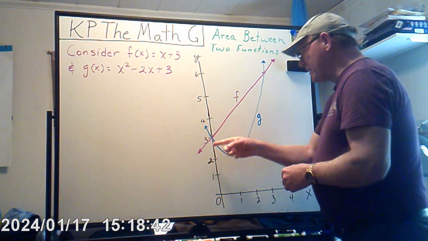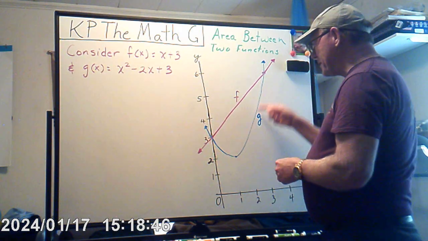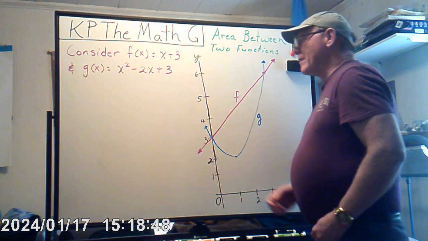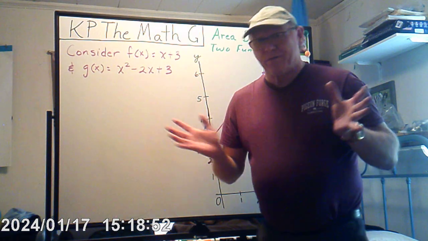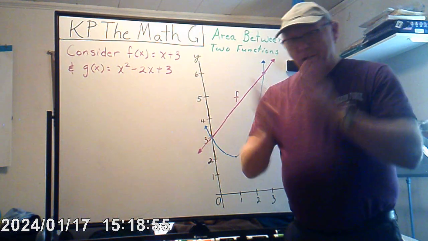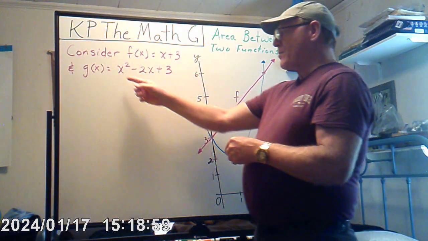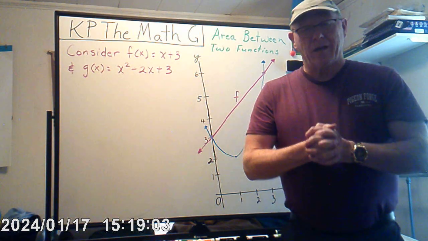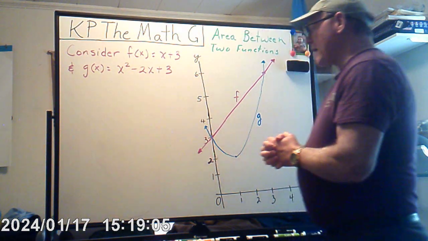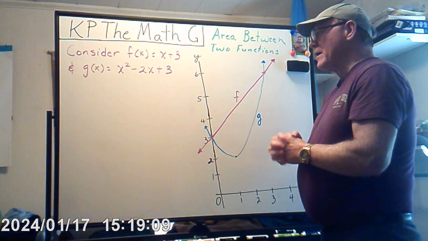The top function is f. The bottom function below it is g. F, as you can tell, is a straight line. We know that from way back, don't we? That this is a straight line. This is a parabola that opens upward, or we might say in calculus is concave up. And so I've already drawn the graph for you.